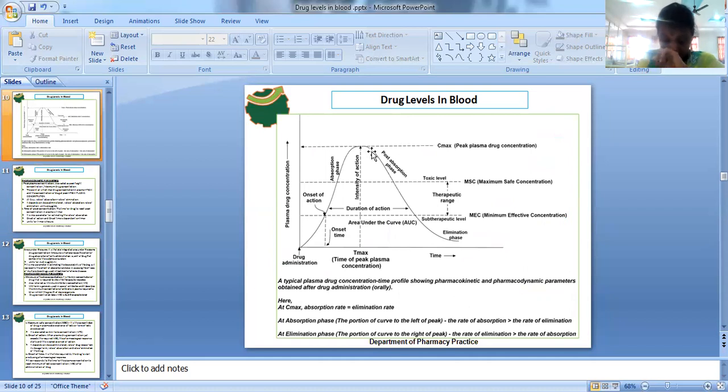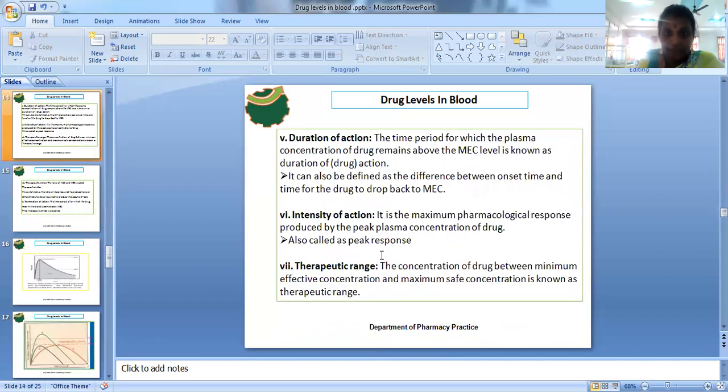This is the onset of the action. The time spent by the drug above the MEC level is considered the duration of action. And the next point is the intensity of action, which is the maximum pharmacological response produced by the initial Cmax. Cmax is the maximum plasma concentration shown by the plasma concentration time profile. Intensity of action is the maximum pharmacological action produced by the peak plasma concentration of the drug, which is also called the peak response curve.